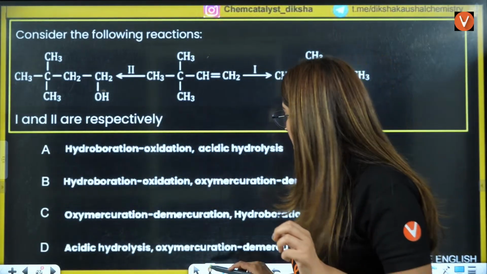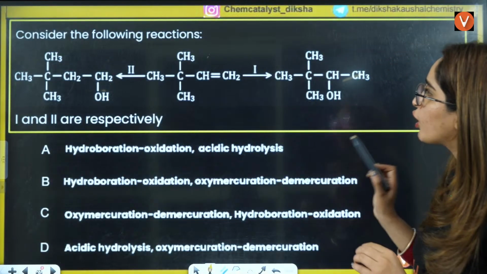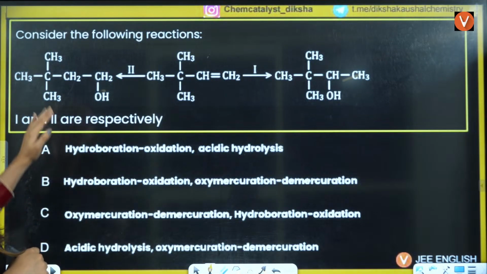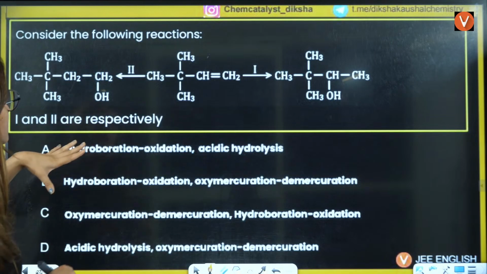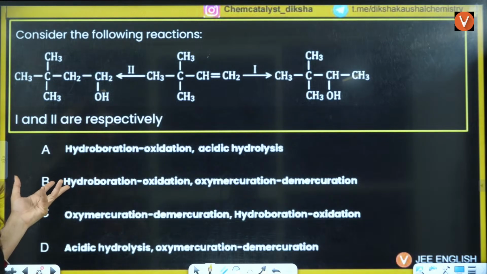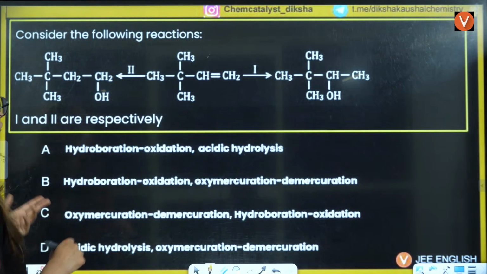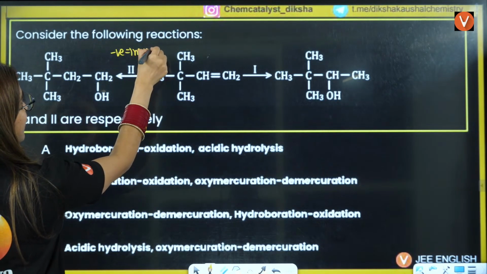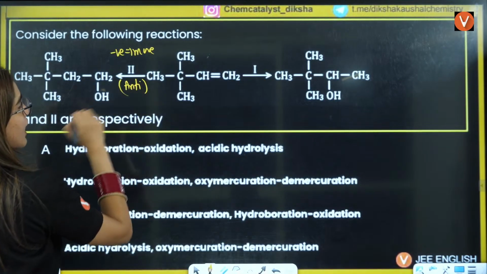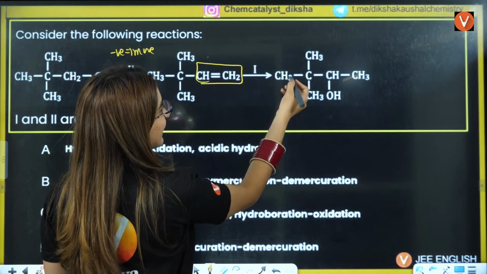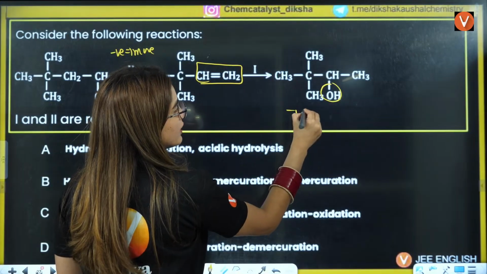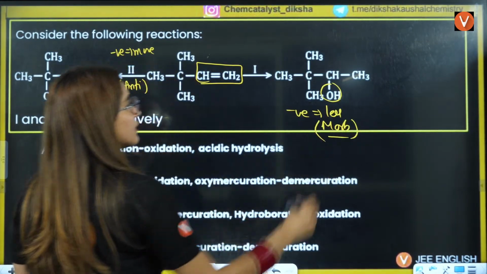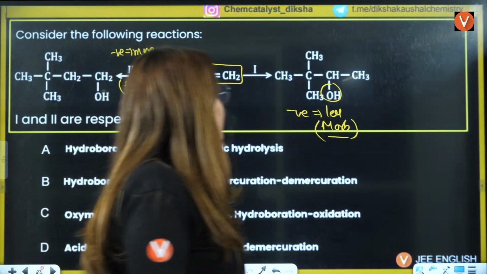Okay. Next question is, consider the following reactions. So these reactions are given to you. They are asking you what is the reagent that you can have here. You can see that here the negative part is attached to the carbon with more hydrogens. That means anti-Markovnikov addition. Break the pi bond, the negative part OH is attached to the carbon with fewer hydrogens. That means Markovnikov addition is here, right?